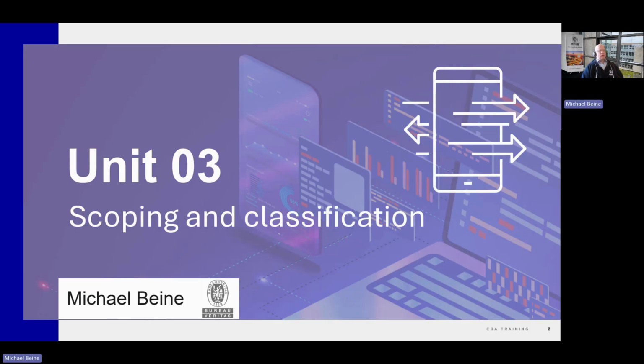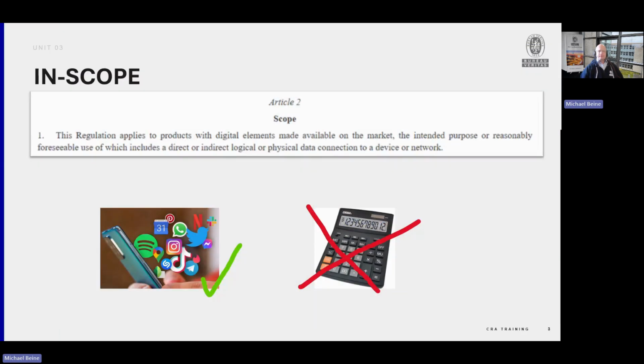Very good. So what is in scope? What is out of scope? This is the definition as it is in the Cyber Resilience Act. This regulation applies to products with digital elements made available on the market where the intended purpose or reasonably foreseeable use is to have a direct or indirect logical or physical data connection to a device or network. It's a very broad and open definition.